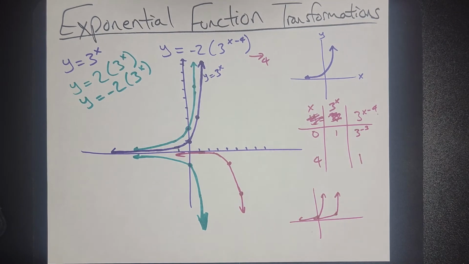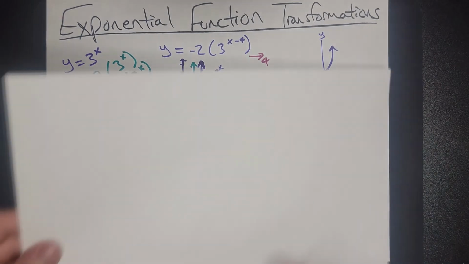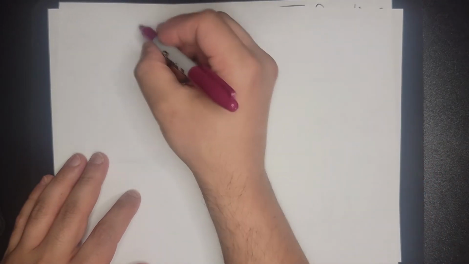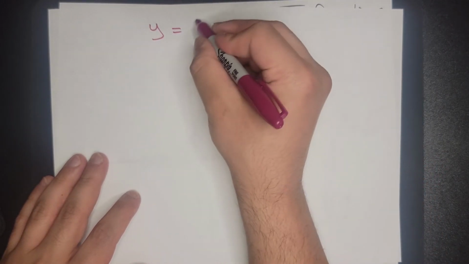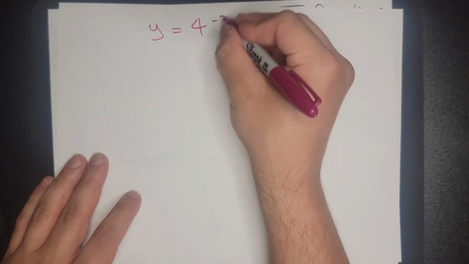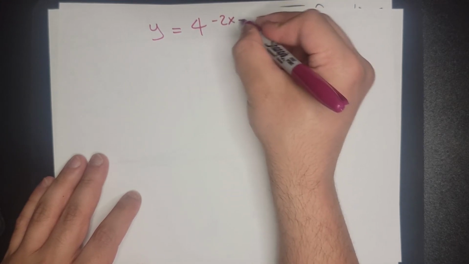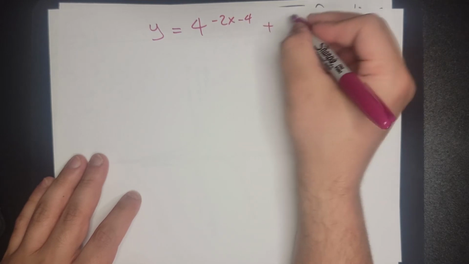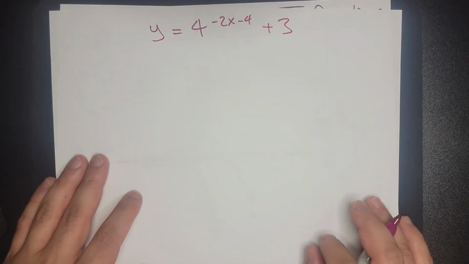That's a lot of different moving pieces. So let's try one with one more addition. Say we have y equals 4 to the power of negative 2x minus 4 plus 3.